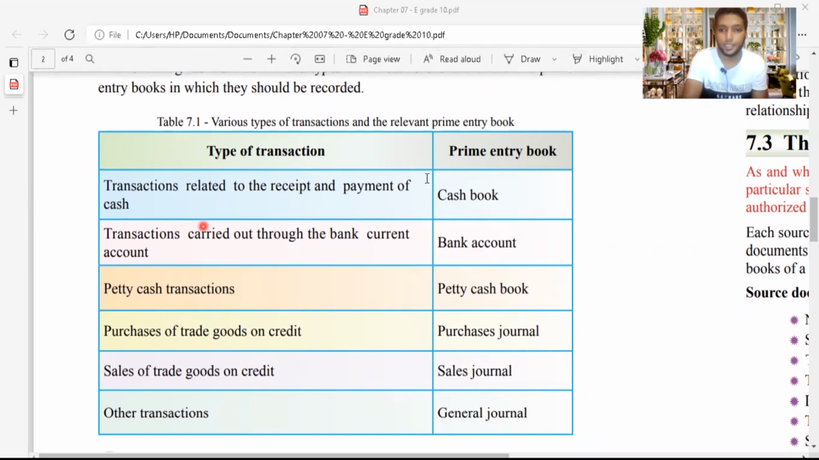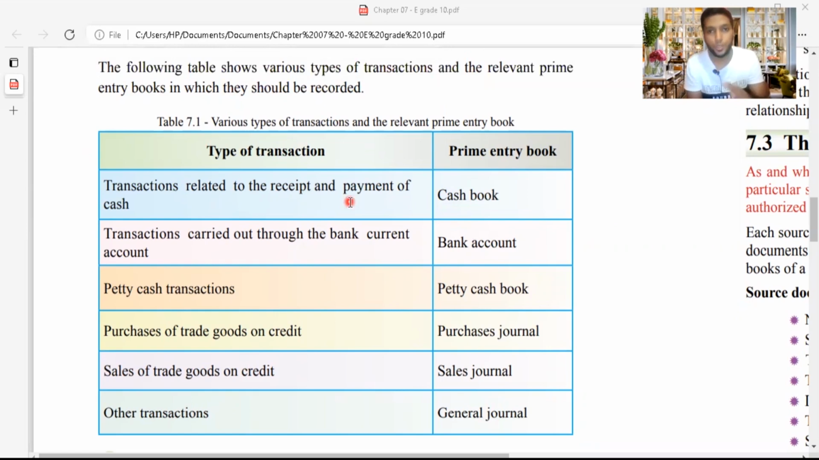Number 1 is the cash book. Cash book is the transactions related to receipt and payment of cash, so all your cash transactions should be recorded under the cash book. Then the second is the bank account: transactions carried out through the bank current account. All your bank transactions should be recorded under the bank account. Then we move on to the next part, the petty cash book. Petty cash book speaks about all the small transactions of a business.